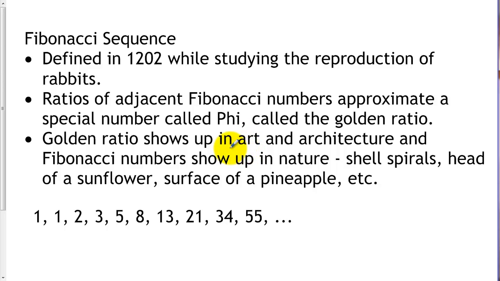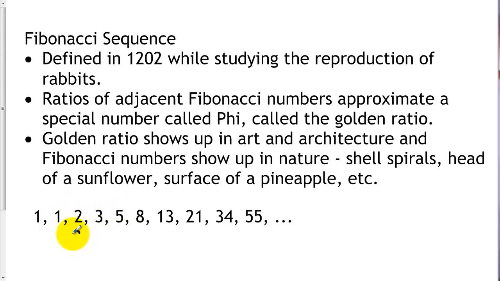And also people have studied and found Fibonacci number sequences in nature, looking at the way the spirals on a shell grow or the way the petals on a sunflower are arranged and the bumps on the surface of a pineapple. So let's look at this sequence. The pattern on the Fibonacci sequence is that the first two numbers are 1, but after that, each number is the sum of the previous two numbers. So 3 is the sum of 2 plus 1, 5 is the sum here.